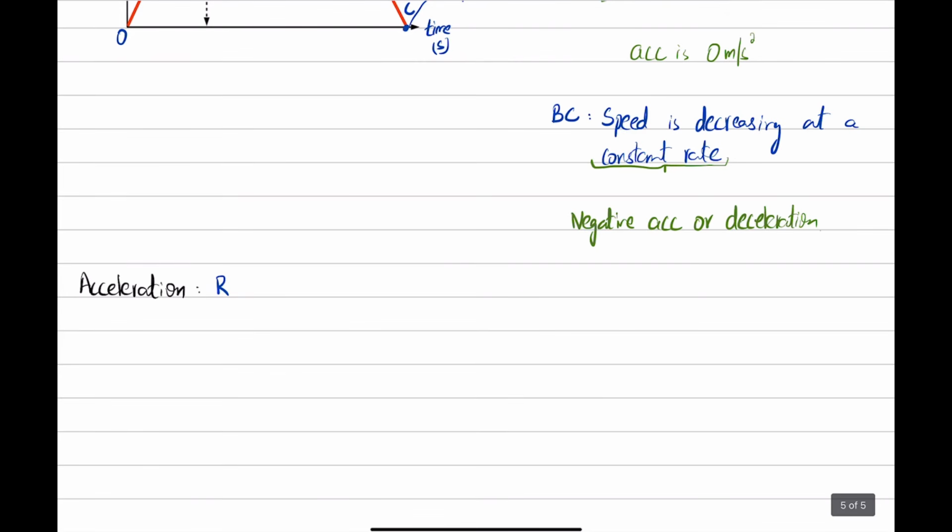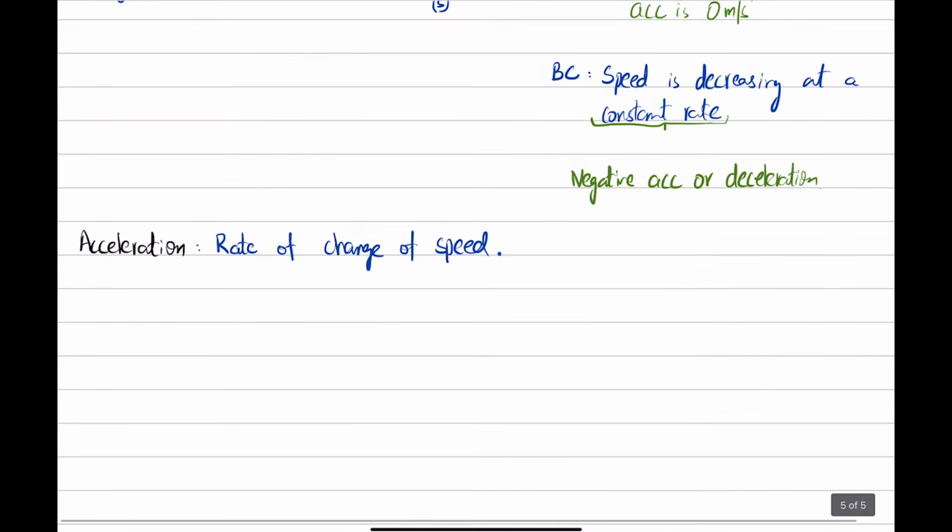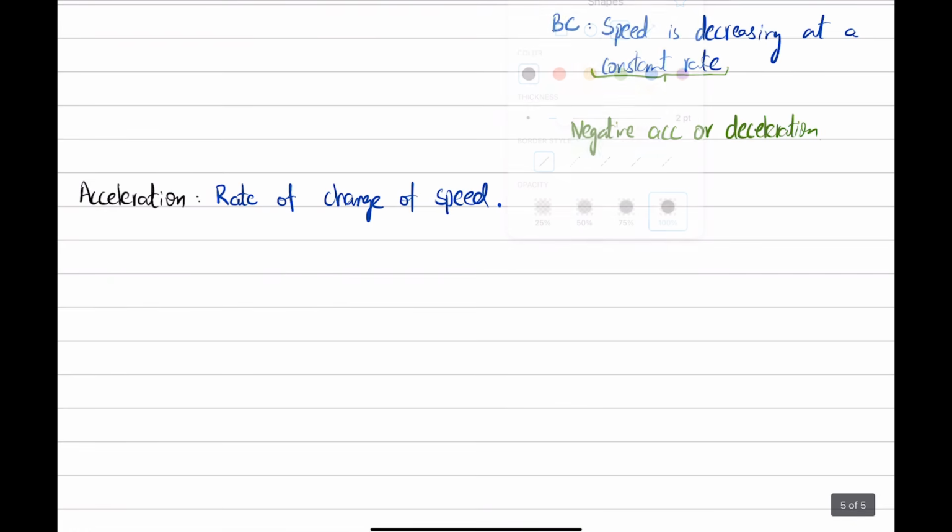Acceleration on the other hand is basically the rate of change of speed, or velocity. It tells you how the speed is changing with respect to time. But here we're going to stick to speed. So that is why the gradient of speed time graph gives you acceleration. Now let's further understand this with the help of this example.